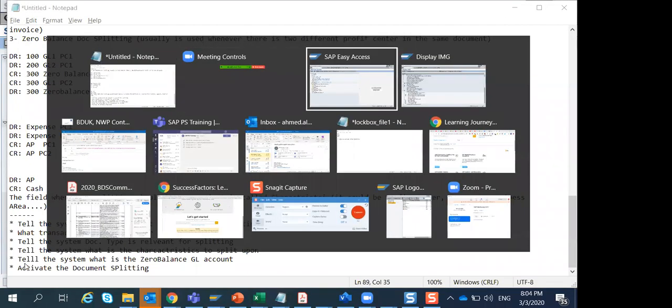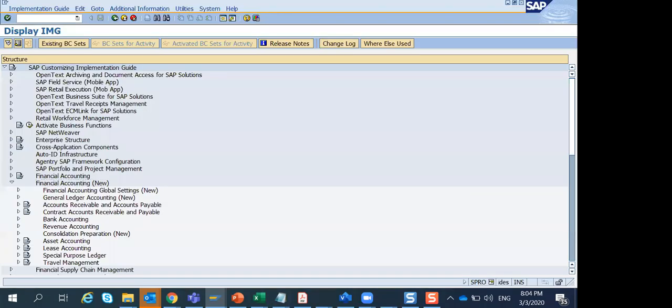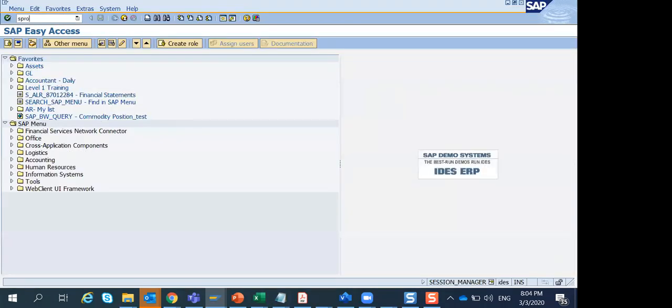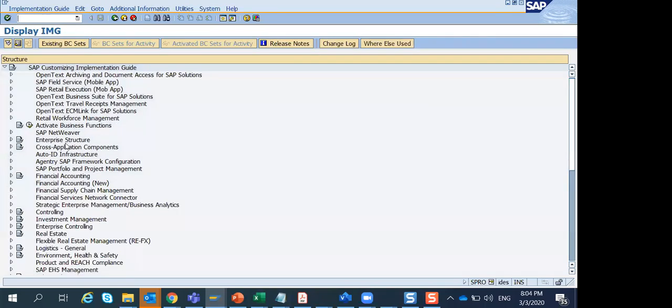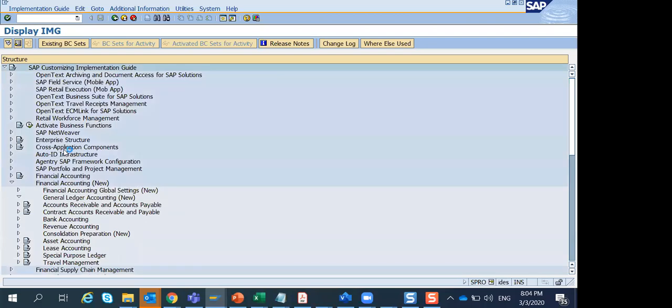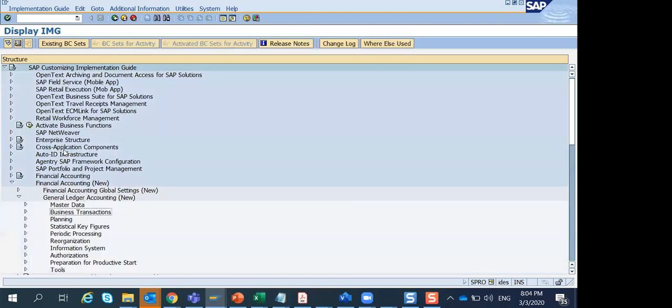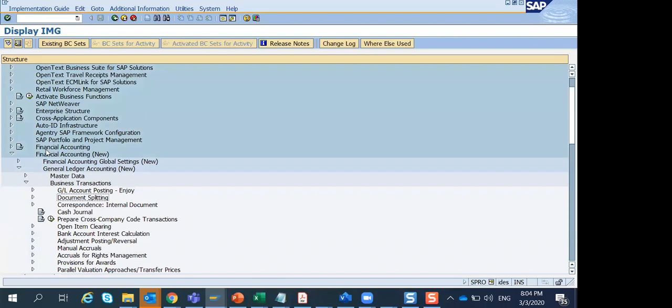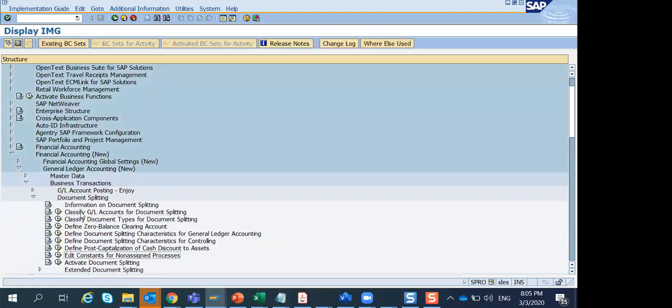Let me go to the system. No T codes, nothing. You just go to SPRO. Go to financial accounting, general ledger accounting, new, business transaction, document splitting. Everything is here under document splitting. Classify the GL, that means which GL accounts are relevant for document splitting. Then classify document types, that means which document types are relevant for document splitting. Zero balance.